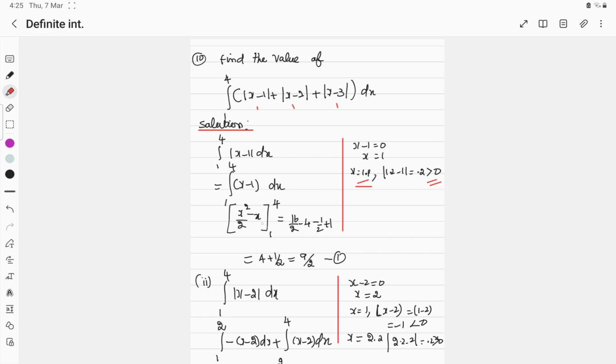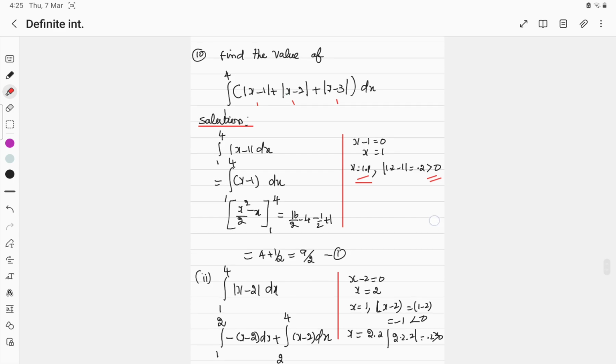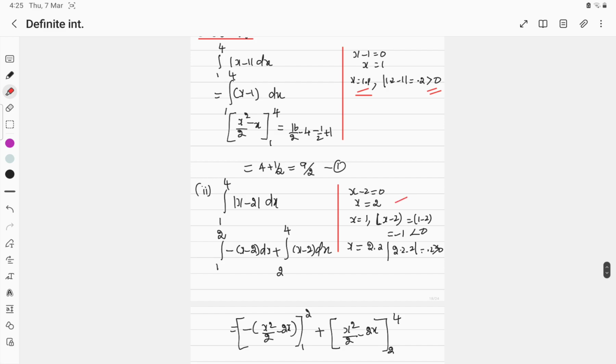Therefore, x square by 2 minus x, using the upper limit, we get 9/2. Then second part, x minus 2. Here x minus 2, x is equal to 2. If we put x is equal to 1, we get negative. Therefore, it is decreasing. If we put x is equal to 2.2, then we get positive. Therefore, in the interval 1 to 2, it is decreasing, and 2 to 4, it is increasing.